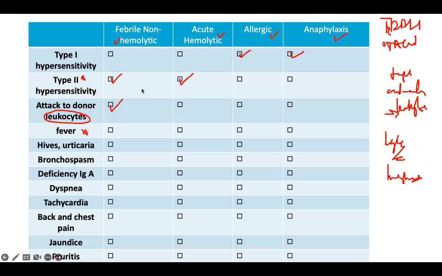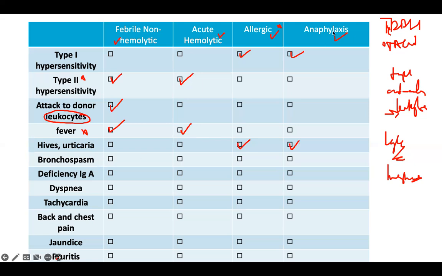There's type 2 hypersensitivity, and with attack to the leukocyte, this will have fever. And then the acute hemolytic people can also have some fever. Hives and urticaria, yes, you expect that because it involves an IgE response, which is allergic response, and anaphylactic. Anaphylactic is the severe form of allergic response. Bronchospasm, yes. So bronchospasm is very, very important.